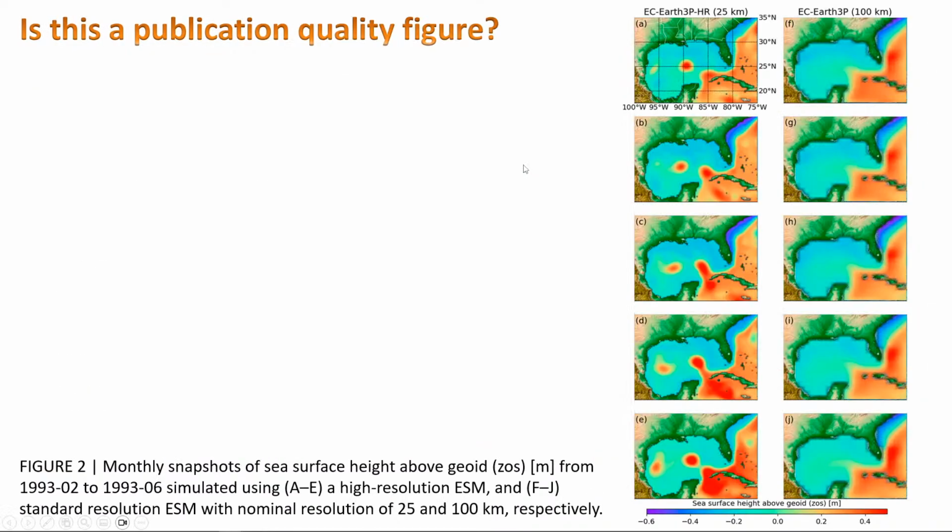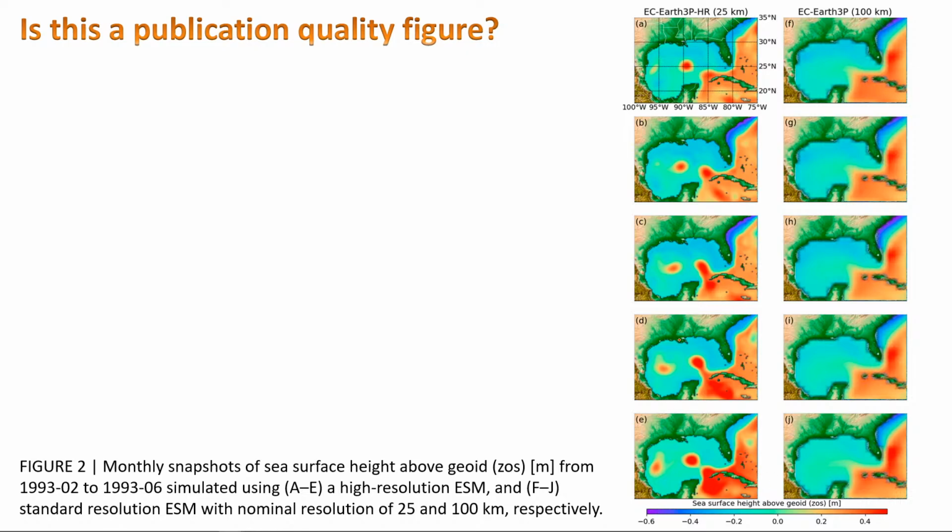Okay, now here is another example. Is this a publication quality figure? I'm asking you, is this a publication quality figure? Yes, it is. Now you see here each figure is labeled A, B, C, D, E, F, and you can now read the figure caption. Monthly snapshot of sea surface heights about JUID. So now you know what you see here: this is sea surface height about JUID. In the figure legend, it clearly states this.